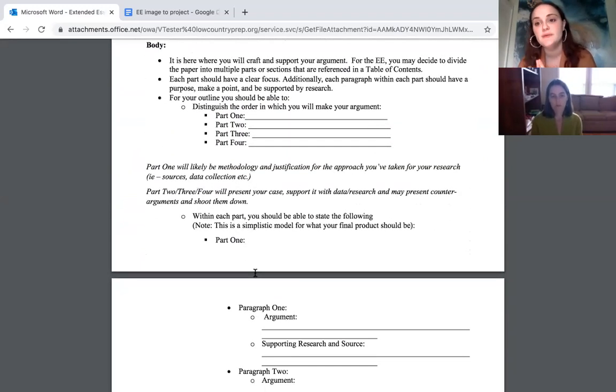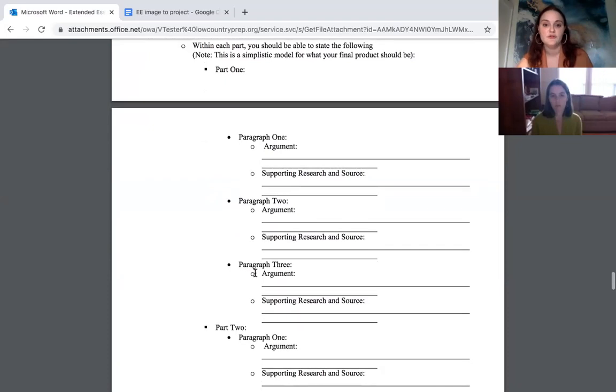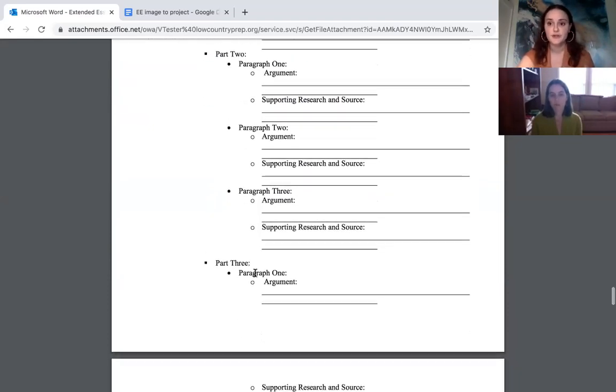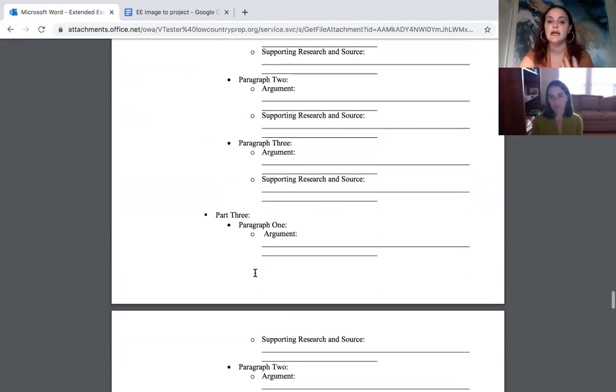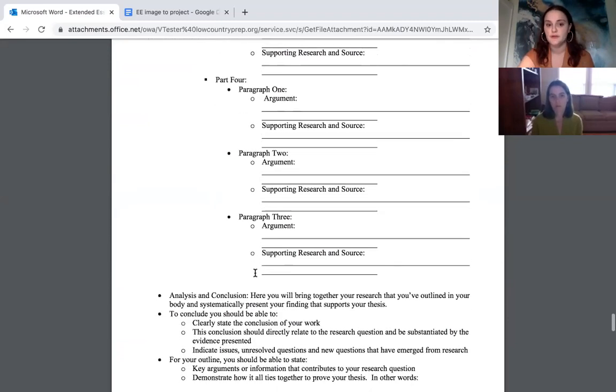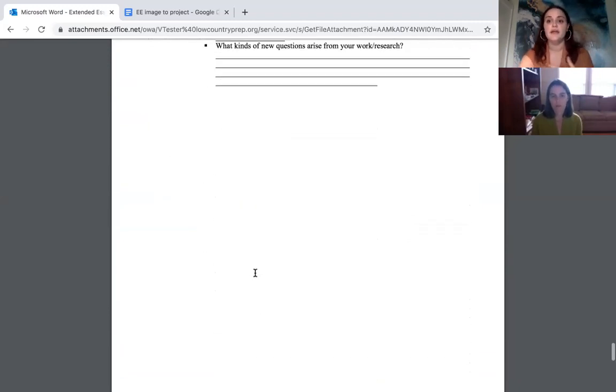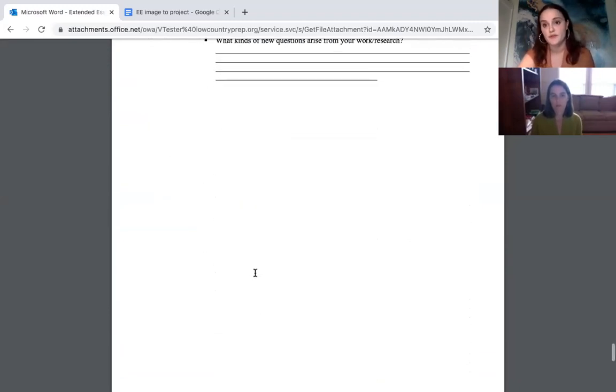When you conference with me at the end of July, this has to be completely filled out. You've got to have your arguments, your sources, your introduction, your conclusion, and of course your strong thesis. All of this needs to be filled out by the time I see you, so that I can approve it and you're set up for the writing workshop the first week of school with me.